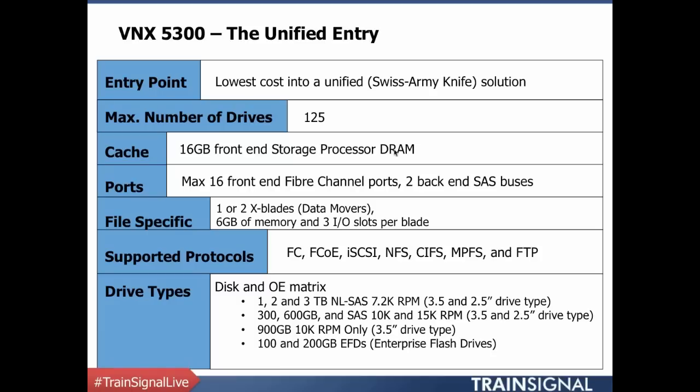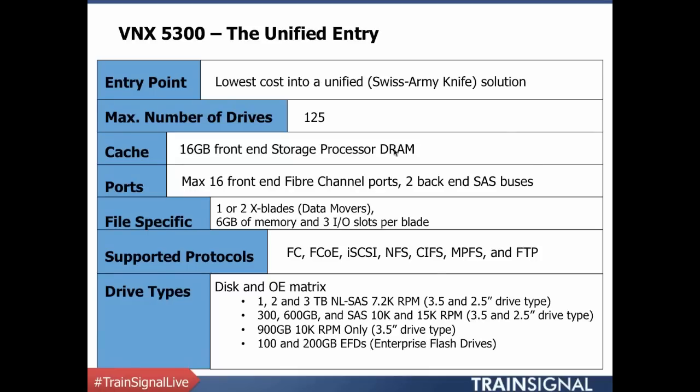So these are separate entities from the storage processors, and on the 5300 you can do one or two. They're called X-blades, but they're referenced as data movers within the software itself. So you could have one or two from the file perspective, and each of those data movers has 6 gig of memory and 3 I/O slots.